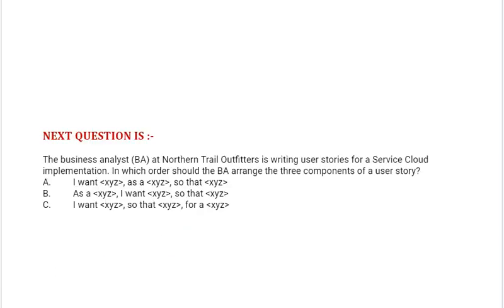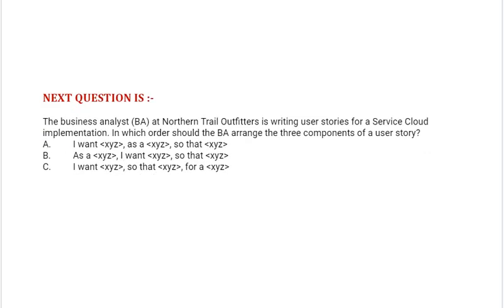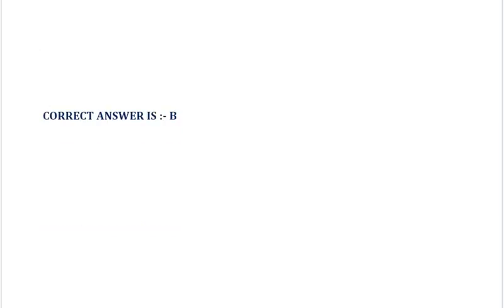Next question is: the business analyst, BA, at Northern Trail Outfitters is writing user stories for a Service Cloud implementation. In which order should the BA arrange the three components of a user story? Now see the options: option A, B, and option C. Correct answer is option B.